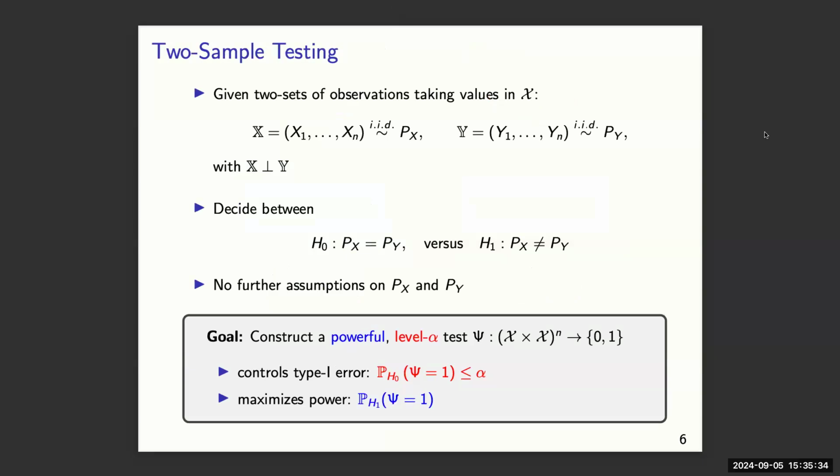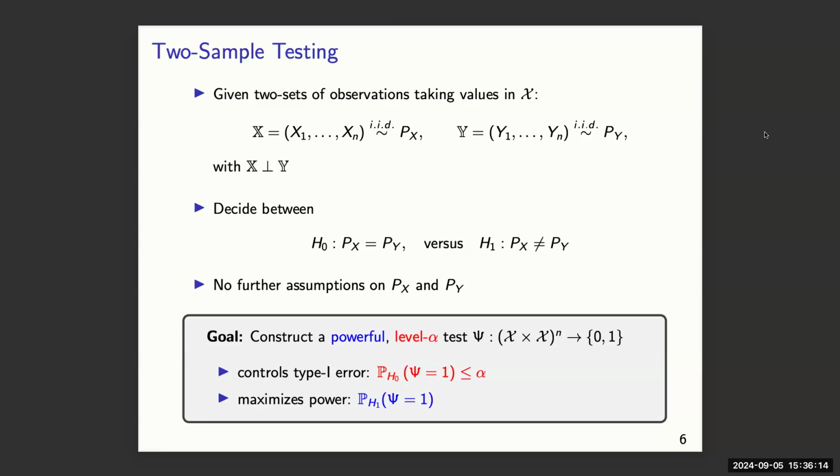We can state that a bit more formally within this framework of two-sample testing. Let's say we have two sets of observations denoted by X1 through Xn, which are drawn IID from a distribution Px, and another set of observations, Y1 through Yn, drawn from a distribution Py. And we assume that these two data sets are independent, and we want to decide between one of two options. The null hypothesis says that Px equals Py. Going back to the previous example, this would mean that the two treatments have exactly the same effect in a probabilistic sense. And the alternative says that Px is not equal to Py, so the two treatments have different effects.